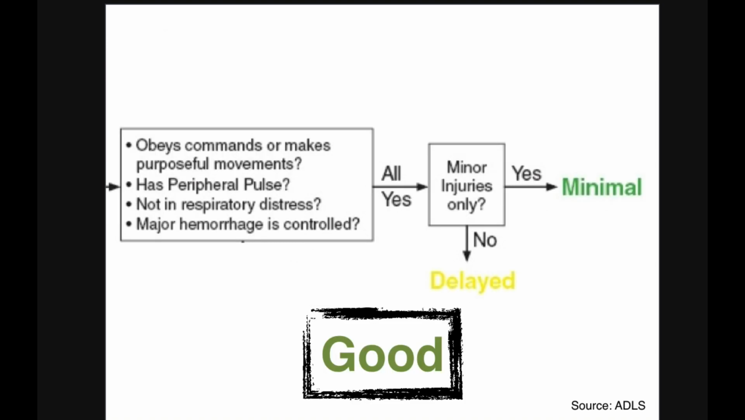Then you've got your good. Now, some of these folks are badly injured. You can have bilateral femur fractures and actually still be delayed. So I want you to reset your mind from what you think of as bad situations to what's going to happen in a disaster scenario. If you're not dying or immediately about to die, you're no better than a delayed.